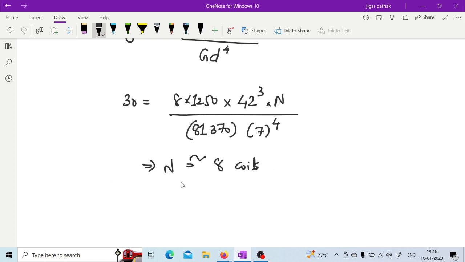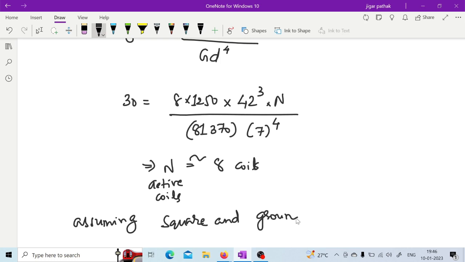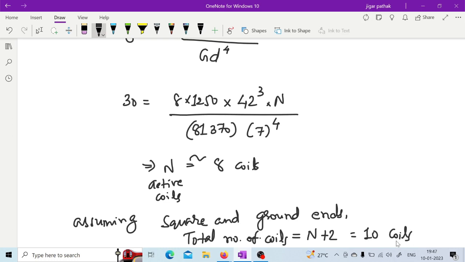Now total number of coils also they have asked. This is active coil, right? So in case of total coils, if you assume that the spring has square and ground ends, total number of coils is equal to whatever active coils plus 2, right? So it will give you 10 coils as total number of coils.